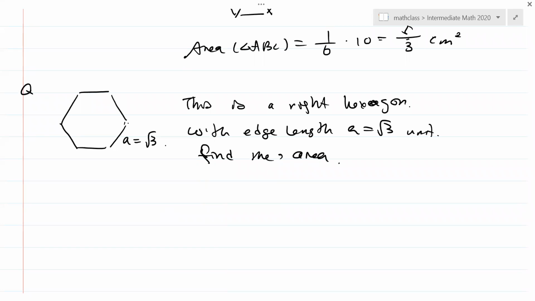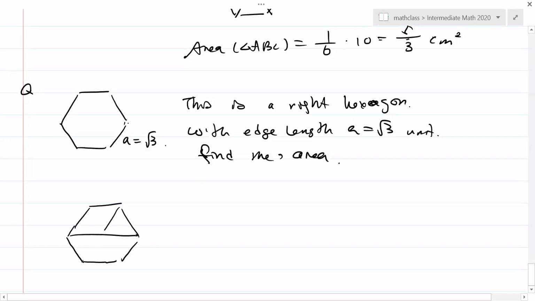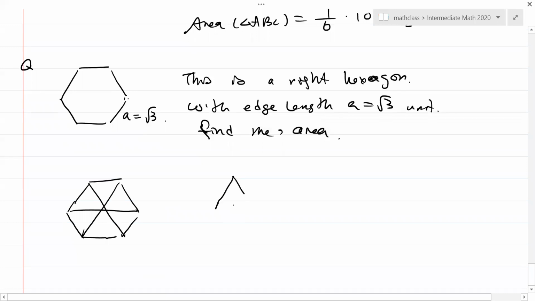Well, it's not that complicated if you pay attention to the last problem we discussed. Why? Because first of all, a regular hexagon consists of 6 identical equilateral triangles. And for each equilateral triangle, what is the area? The area is going to be square root of 3 over 4 times a squared.